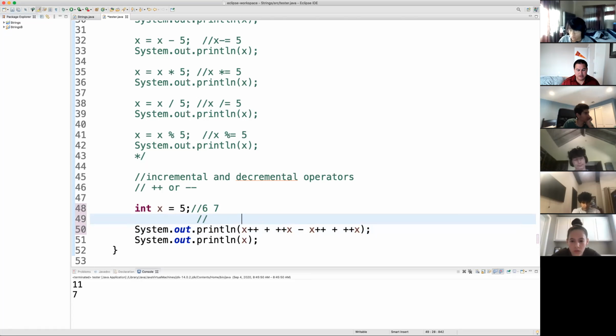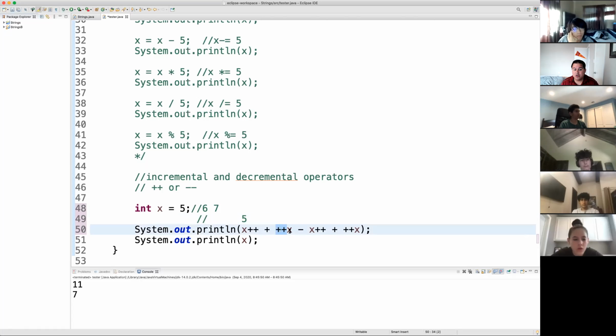Okay, let's do it. So the first value is 5 because it's a plus on the right. So we use the current value first. At this point, I then have changed it to 6. The plus means add 1 before you use it. So this has been changed to 6 from here. What's 6 plus 1? 7.